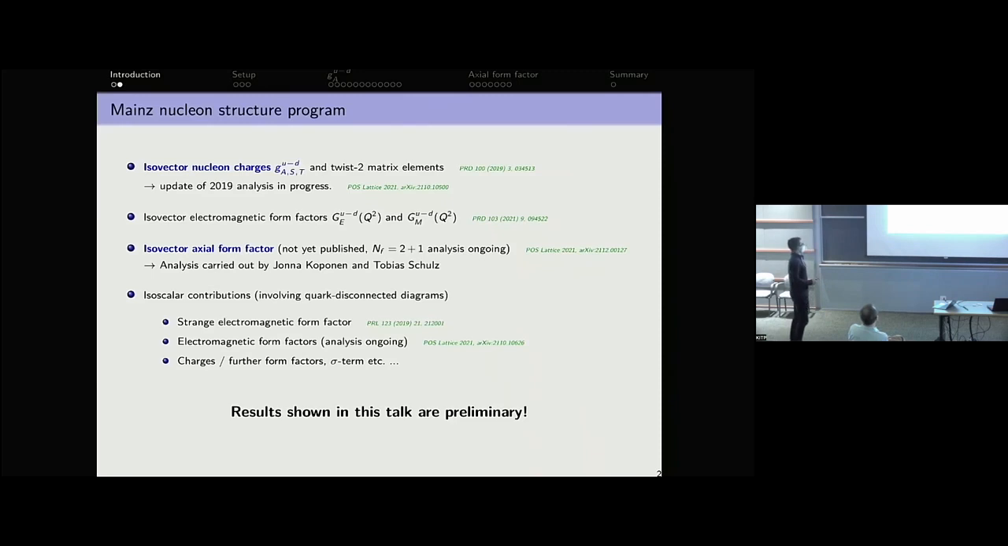Another thing I'm not going to talk about much today, or not at all actually, is isoscalar contributions that involve quark disconnected diagrams. We have also computed those, so there was a publication on the strange electromagnetic form factor some time ago, and there's also analysis ongoing on electromagnetic form factors. Here there's a disclaimer to make: the results I show in this talk are all still preliminary, as both of these analyses are still work in progress.